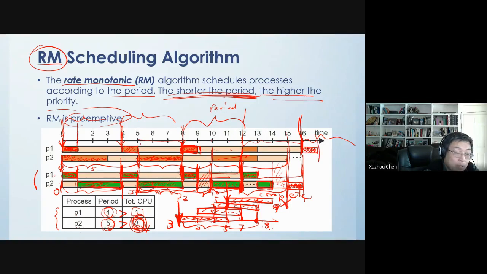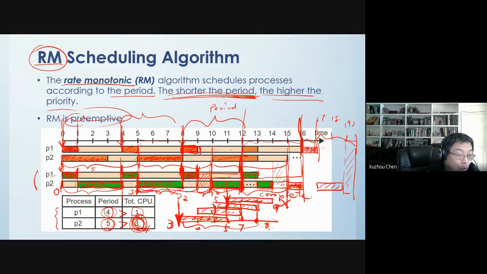So then process 1 is able to get the CPU again. But process 1 won't keep the CPU for long, because the CPU burst is only one time unit, and then process 2 will continue. This is 17, this is 18, and this is 19. So it will finish at 19. Okay. So for this time period, no process is available.